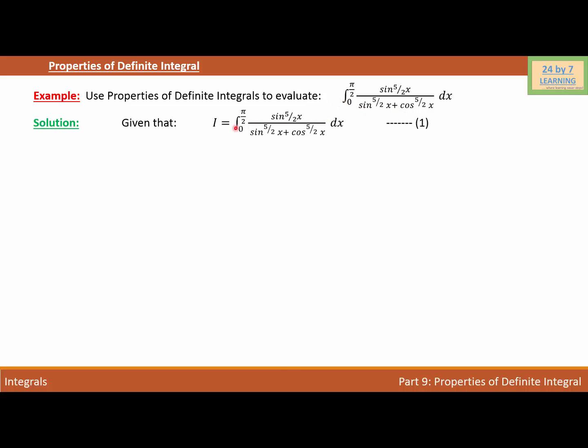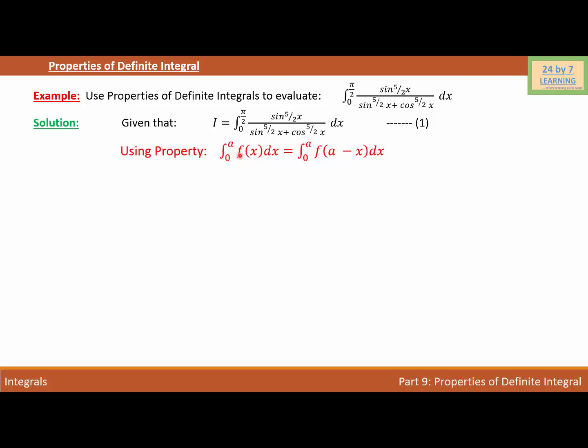Properties of definite integral example. Use properties of definite integral to evaluate this integral. As you can see, it is given that I is equal to this integral, and let's suppose this is our equation 1. Let's use the property of definite integral.